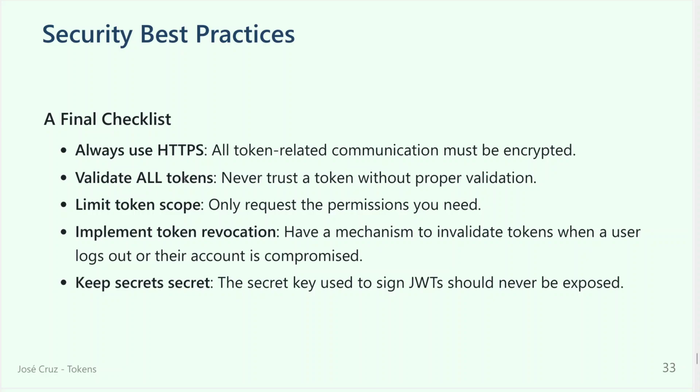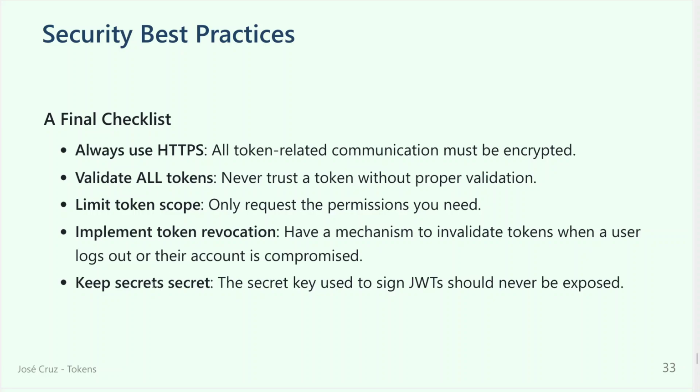There are really creative people trying to attack your system, believe me. So limit token scope, only request the permissions you need. On the scopes, you see a lot of read, only provide what is needed. It's a kind of zero trust. Don't trust in nothing, don't give more than what is really necessary. Okay, implement token revocation: have a mechanism to invalidate tokens when a user logs out or their account is compromised. In web applications, this is crucial.